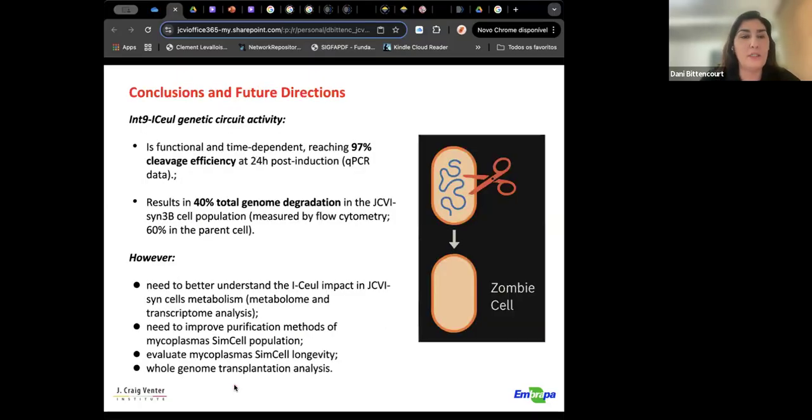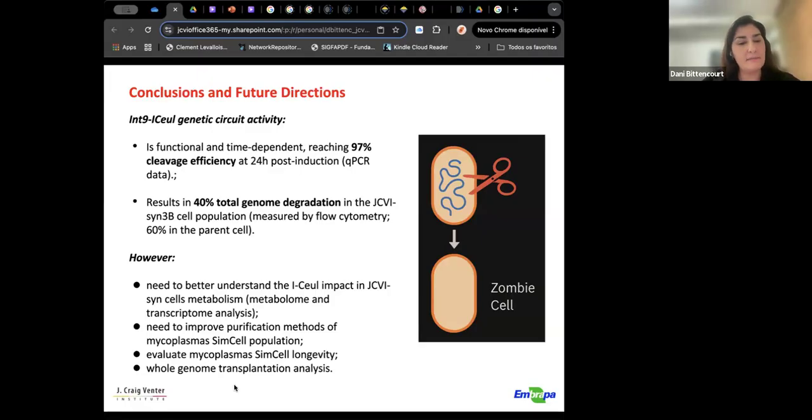So what we can conclude so far is that our genetic circuit is functional and time dependent, reaching 97% of cleavage efficiency after 24 hours post-induction. And at least from what we were able to see in our flow cytometry analysis, 40% of our population have the full genome degradation process happening.